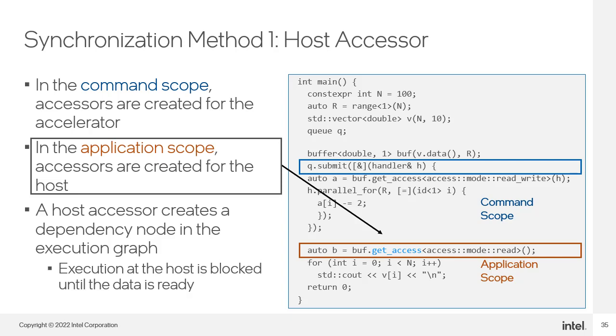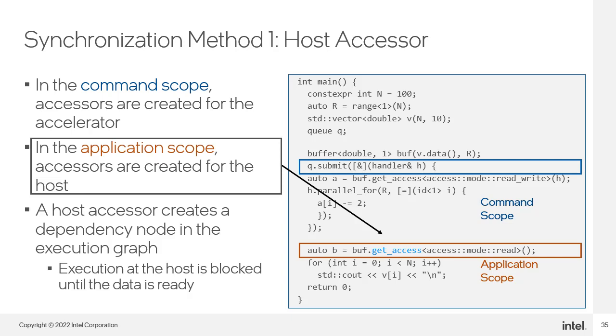The first way to impose synchronization is by placing an accessor in the application scope. So far, we have only used accessors in the command scope, which is from the accelerator device's point of view. Accessors created in the application scope are for the host. When the host accessor also points to the buffer the kernel is accessing, runtime creates a dependency node in the execution graph, in essence, blocking execution at the host until the data is ready.